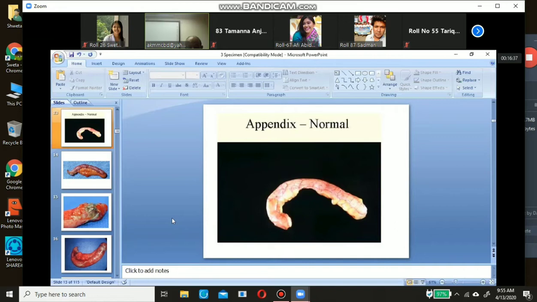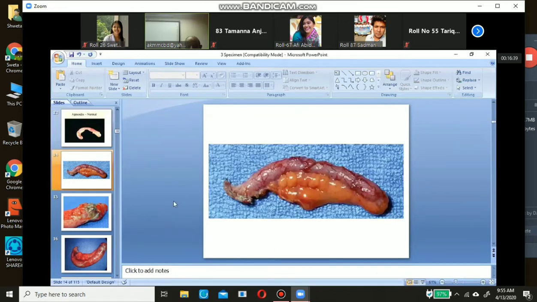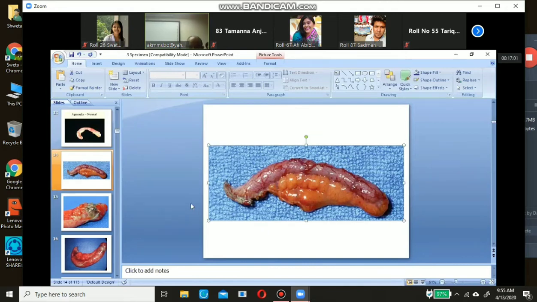But in this picture, you see the vascular markings. This looks like the vessels are dilated. It has become dilated, tortuous, thickened, and the whole appendix looks swollen. And the mesoappendix is also swollen. This is a case of acute appendicitis.